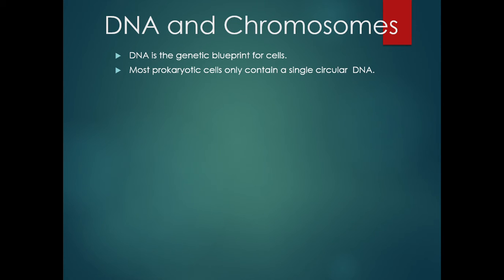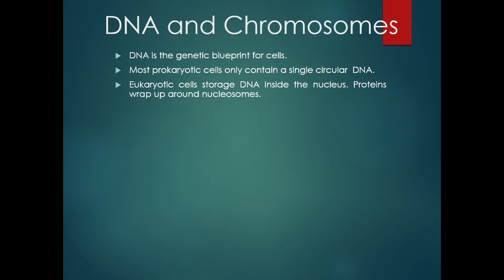Most prokaryotic cells only contain a single circular DNA. Remember that prokaryotic cells do not have a clear nucleus, so that is why they only have one circular DNA, which is different in eukaryotic cells. Remember, eukaryotic cells are found in animals and plants, and they store DNA inside the nucleus, and proteins wrap around nucleosomes. Later on you will start studying how DNA forms, but basically proteins play a huge part in the creation of DNA.